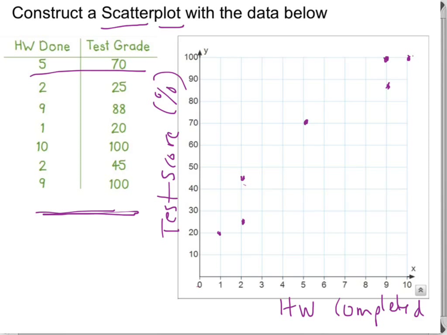Tomorrow we're going to go over how we make a line of best fit, so how we draw a line that fits these data points well. There's an algorithm for it, but it's going to be a line like this. But going back to before we had the line, let's look at the way that these points are associating. It appears that the more homework assignments done, the larger the test grade.